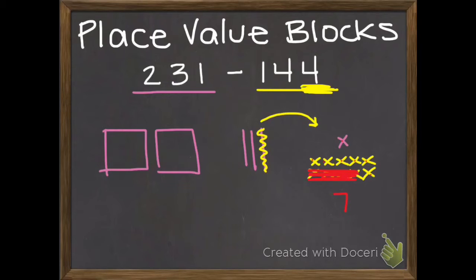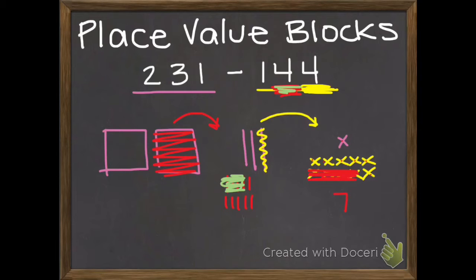Great. Next, I go to the tens place. In the tens place, I'm trying to take away 4 tens, but I only have 2 tens remaining. That means I'm going to have to go over to the hundreds blocks, take one away, and trade it in for 10 tens. Now I have a total of 12 tens, and I simply just need to take 4 of them away. So I'm just going to cross out 4 of them.